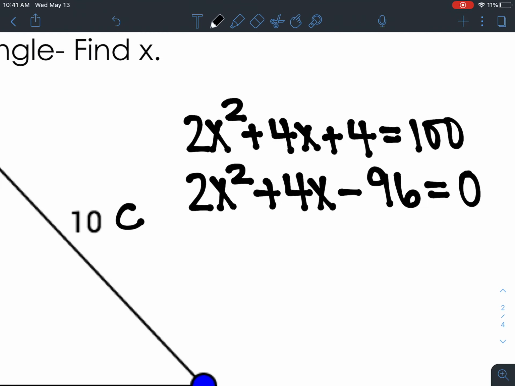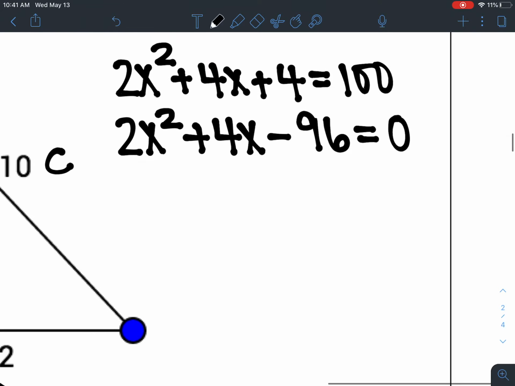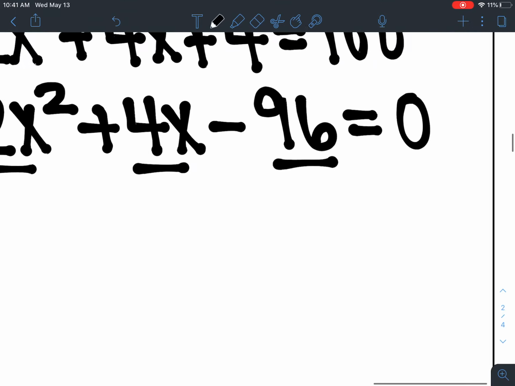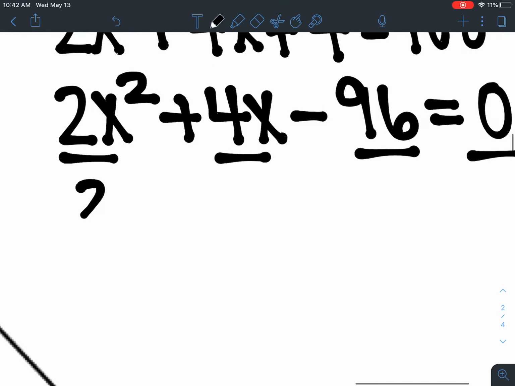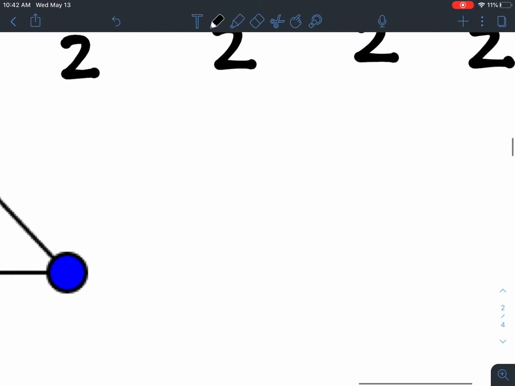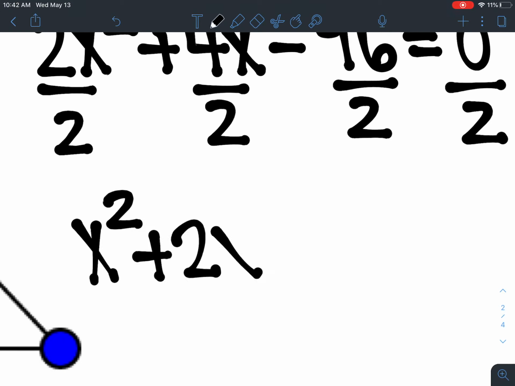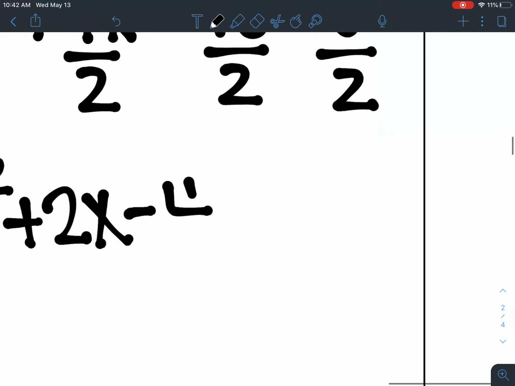All right. And then what I'm going to do is, you could factor this, but what I would notice is that all of these are divisible by 2, including that 0. So I'm going to divide each of those by 2, so it makes it a little bit easier to factor, all right? So I would get x squared plus 2x minus 96 divided by 2, oopsie, minus 48 is equal to 0.